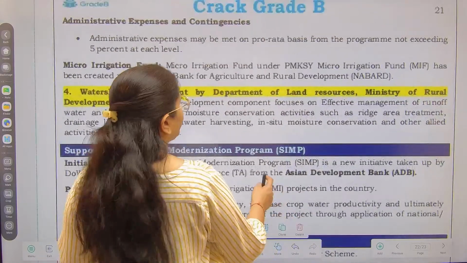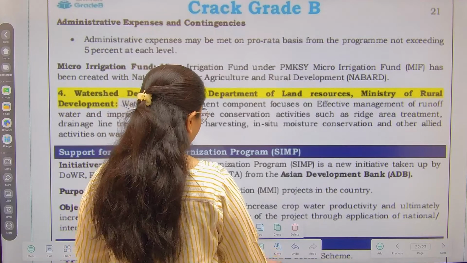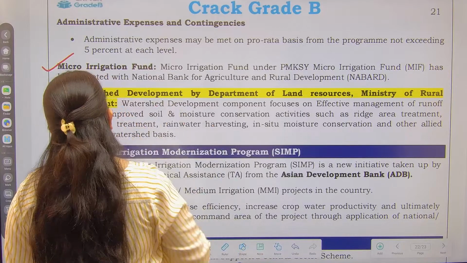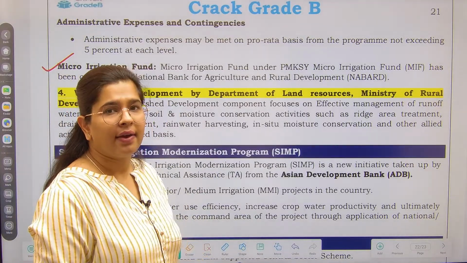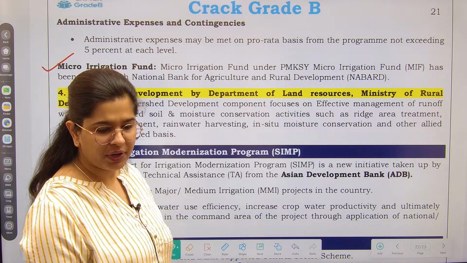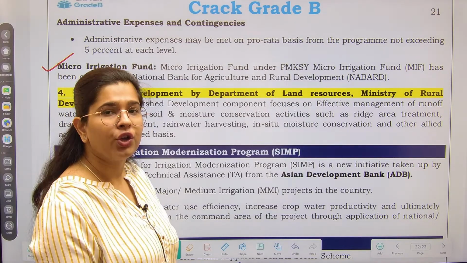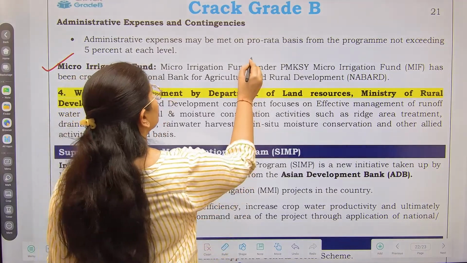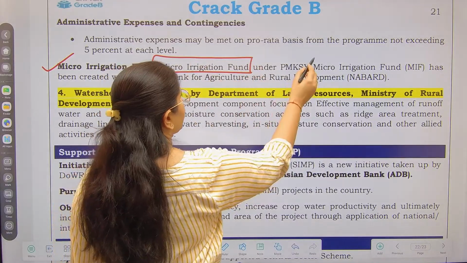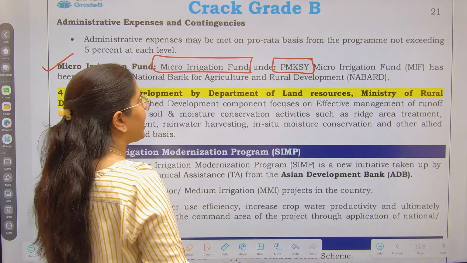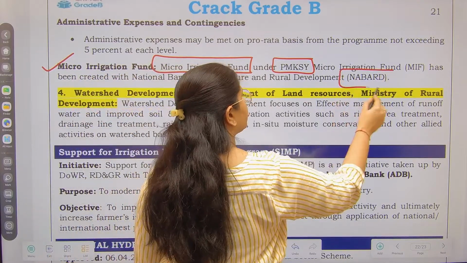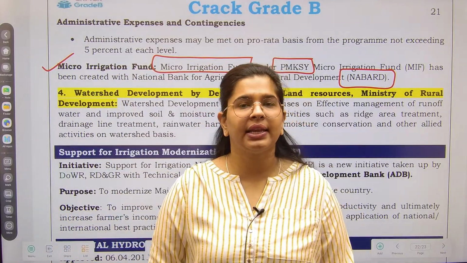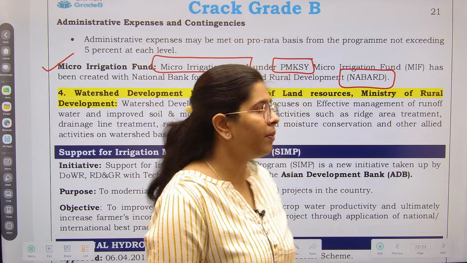Lastly, we do have an important piece of information over here. Please focus over here. Micro irrigation fund. It is important. Now what is important? The agency under which this particular fund has been established, you should remember the name of that particular agency. This is NABARD. So micro irrigation fund under Pradhan Mantri Krishi Sinchai Yojana has been established under NABARD. So if there is a grant related requirement or funding related requirement, that can be met by the micro irrigation fund from here.